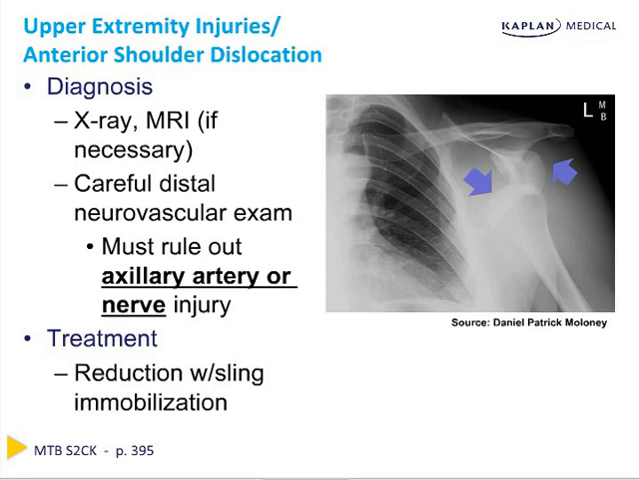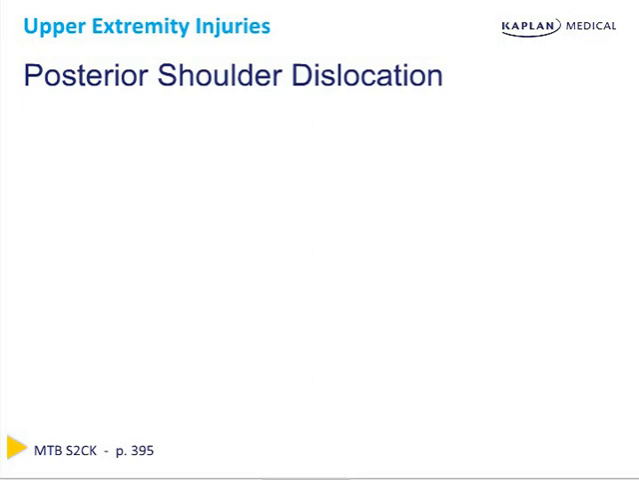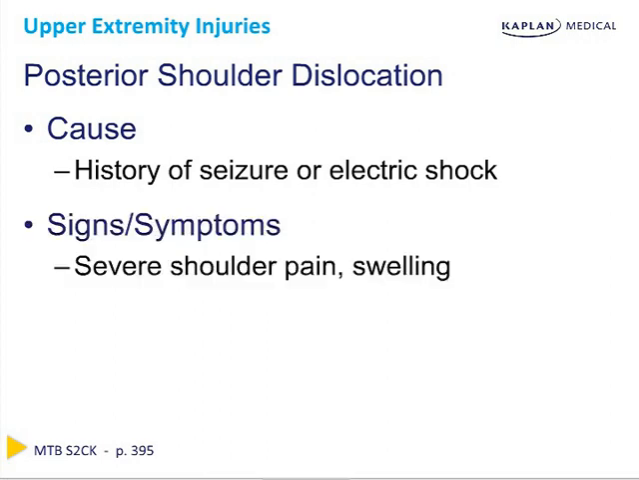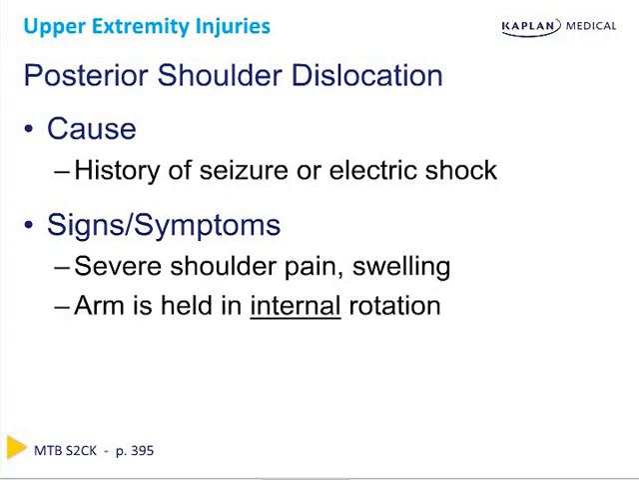Posterior dislocations are rare, comprising just 5% of shoulder dislocations, and classically are a result of either electric shocks or seizures. Along with the expected pain and swelling, these patients will present with their arm held in internal rotation. The reason for this is kind of interesting and is directly related to the mechanism of injury.